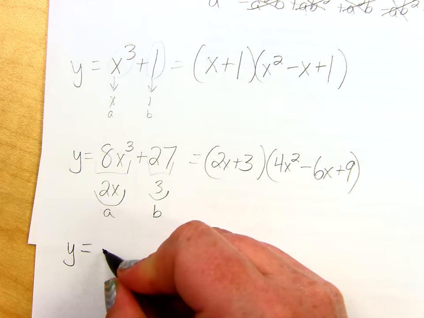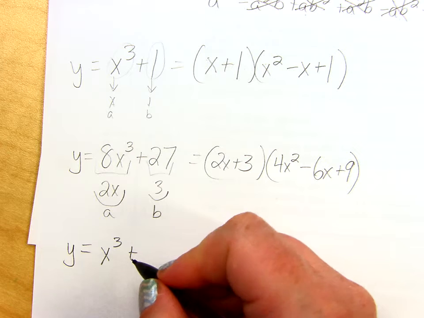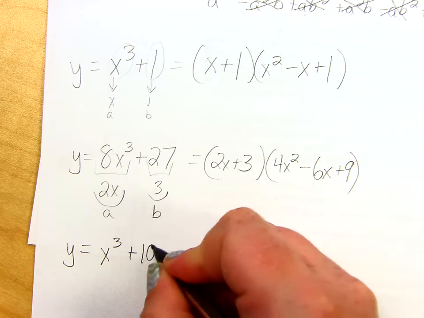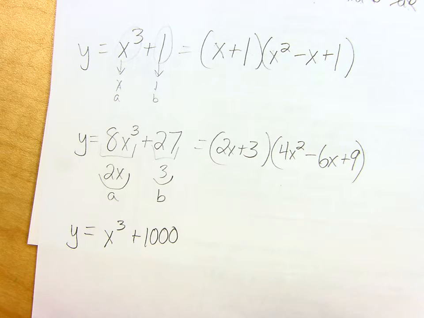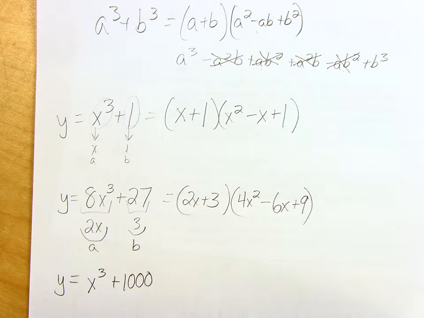So let me give you one to try without me telling you what to do. Let's do x cubed plus 1,000. Now that's easy. Just factor this one following the pattern. I like to figure out what a is and what b is, and then I just follow the pattern.